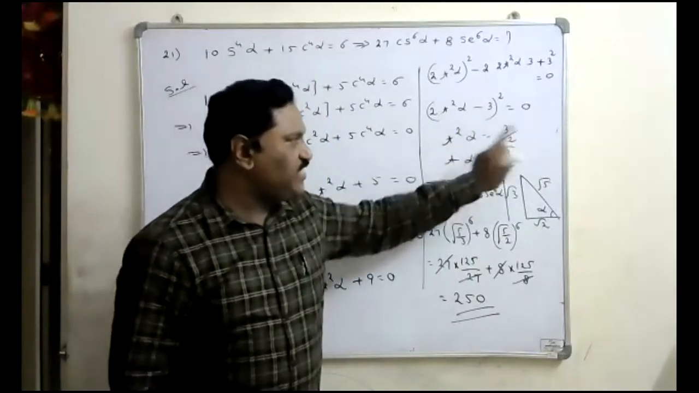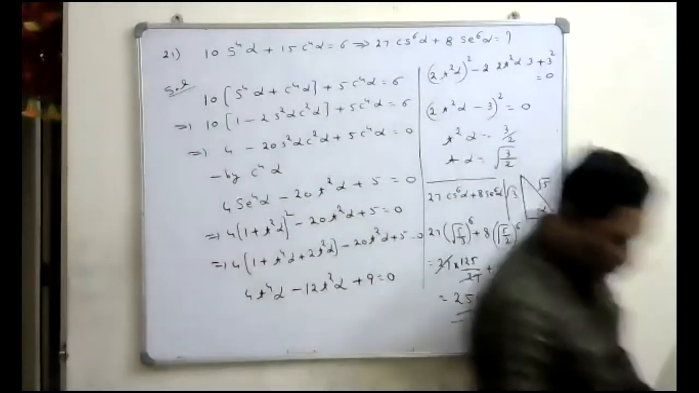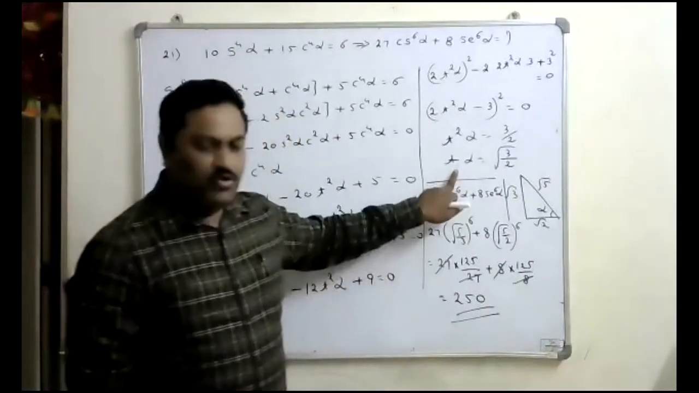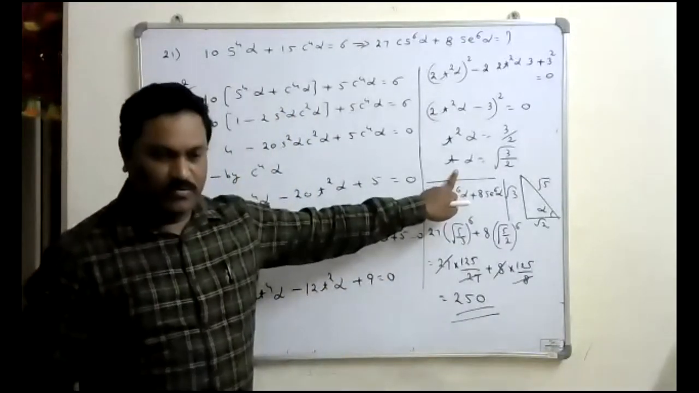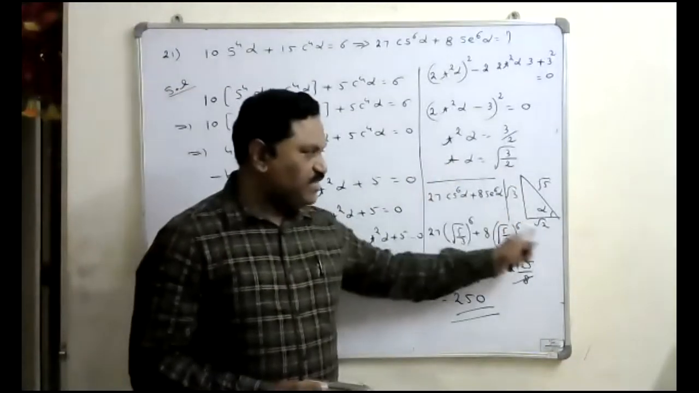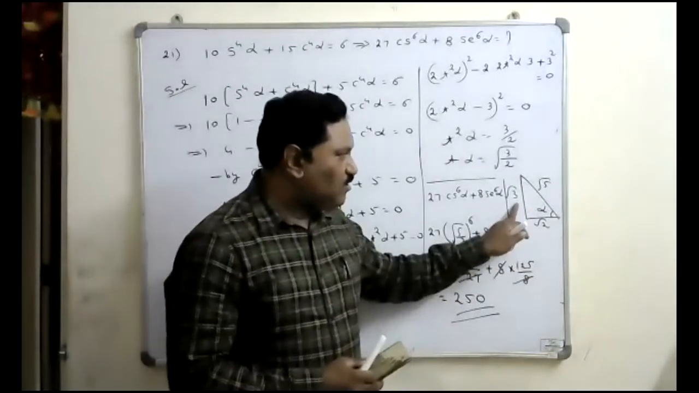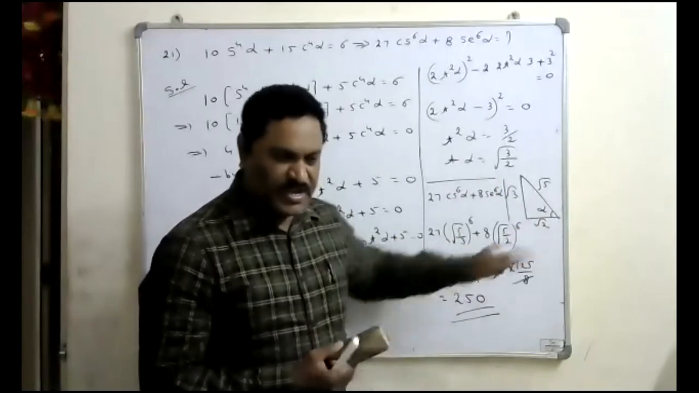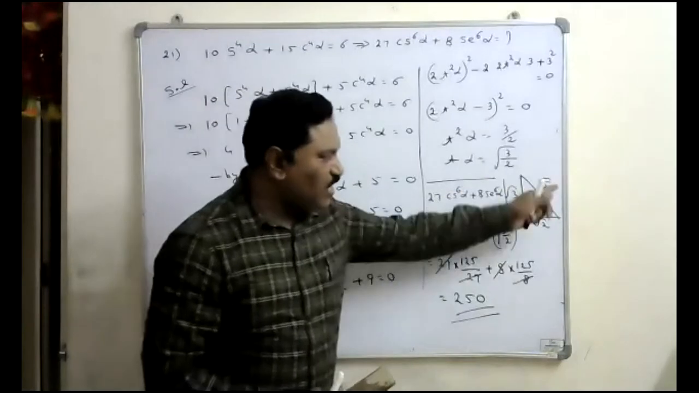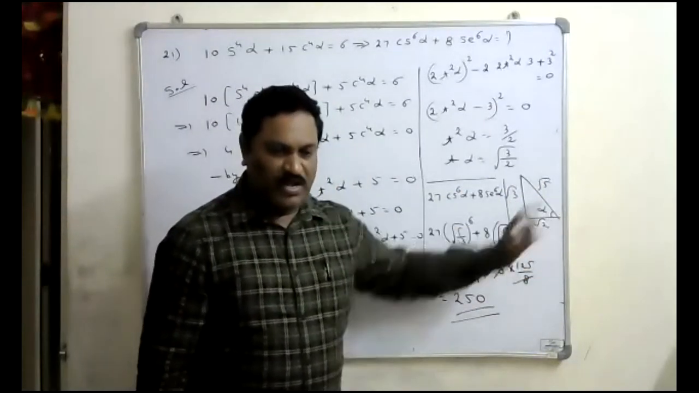Means tan square alpha is 3 by 2. Then tan alpha is under root 3 by 2, right? So we know one trigonometric ratio now. If you know one trigonometric ratio, we can find the other trigonometric ratios by considering the right angle triangle. Take the right angle triangle, and tan means opposite by adjacent side, where opposite side is root 3, adjacent side is root 2. Then hypotenuse becomes root over this square plus this square. This square is 3 plus 2, that is root 5.